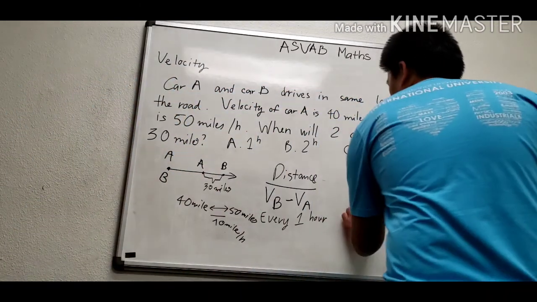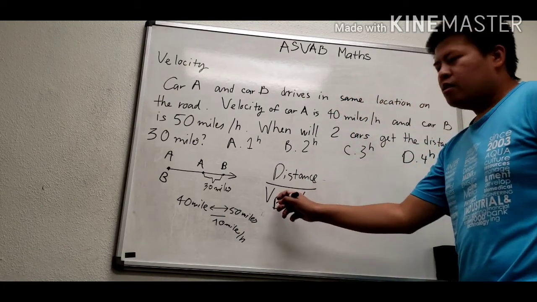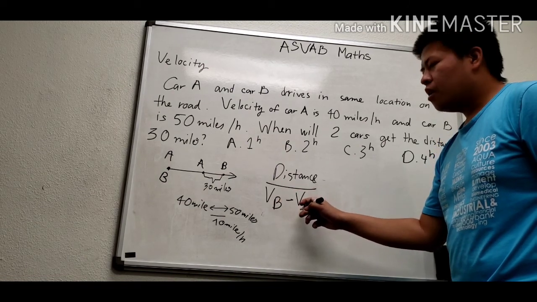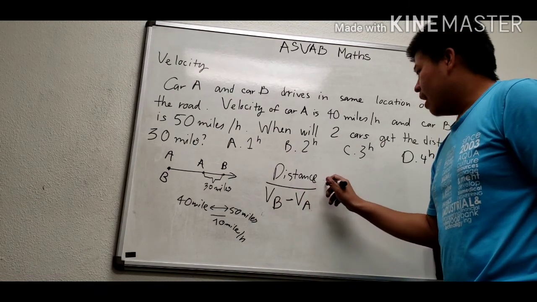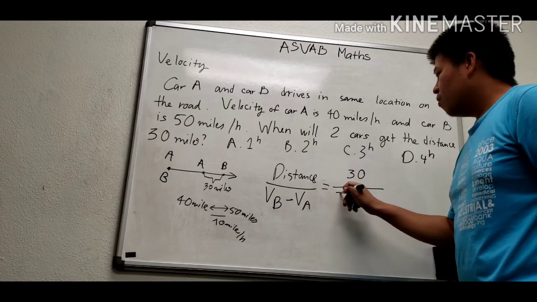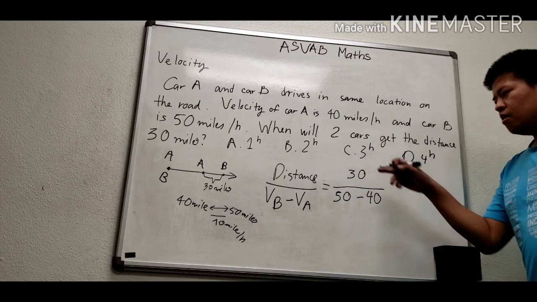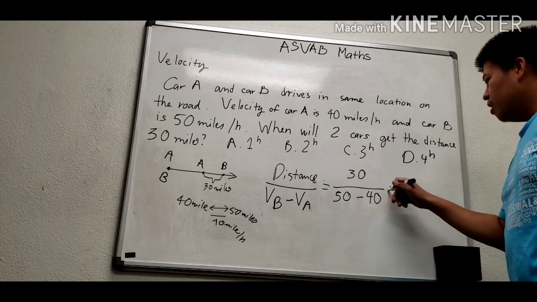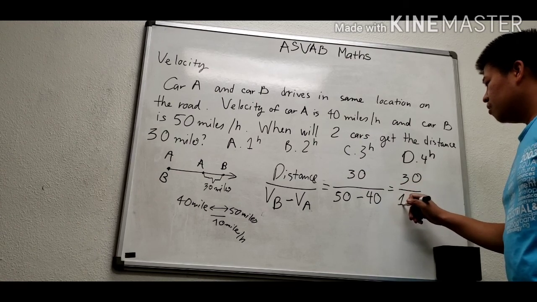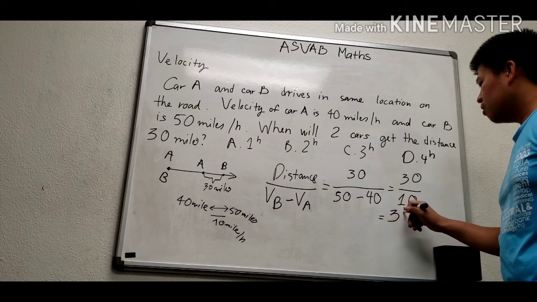So when we calculate this formula, the distance divided by the velocity of car B, which is the highest, minus the velocity of car A, which is the slowest, we get 30 divided by 50 minus 40. Inputting all the information, we get 30 divided by 10, and we get about 3 hours.